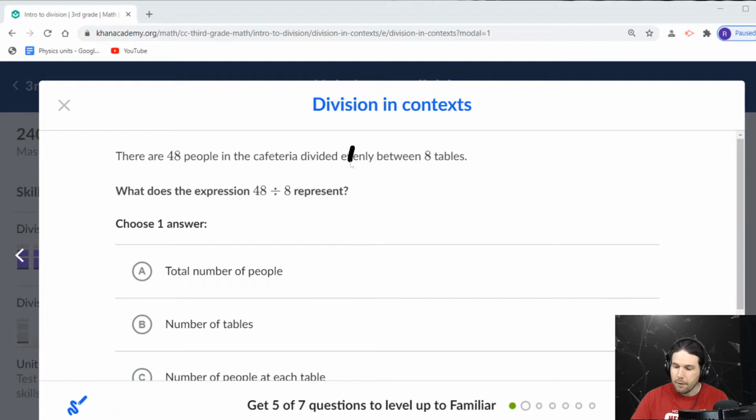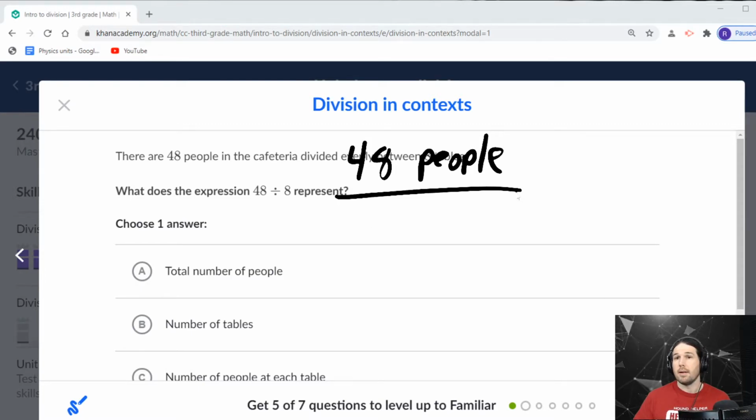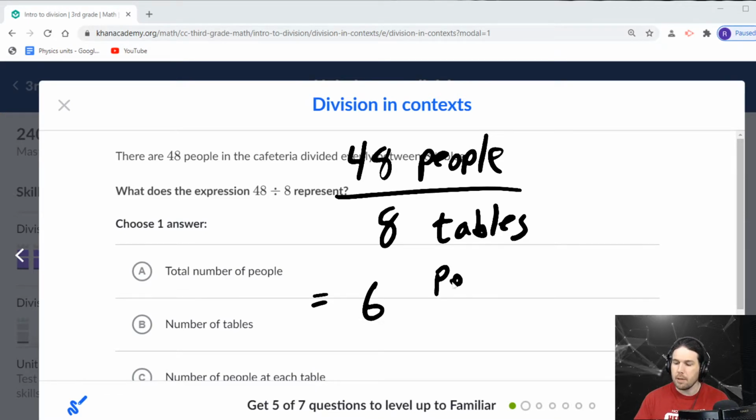If I have 48 people, and I am dividing them amongst 8 total tables, well, 48 divided by 8, as we said, what is it actually? 48 divided by 8 is 6. And it's people per table. Like the unit for that is people per table.